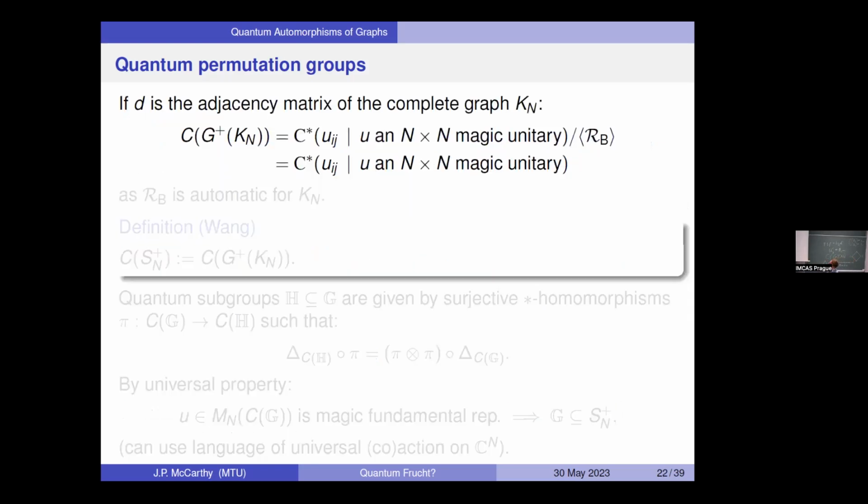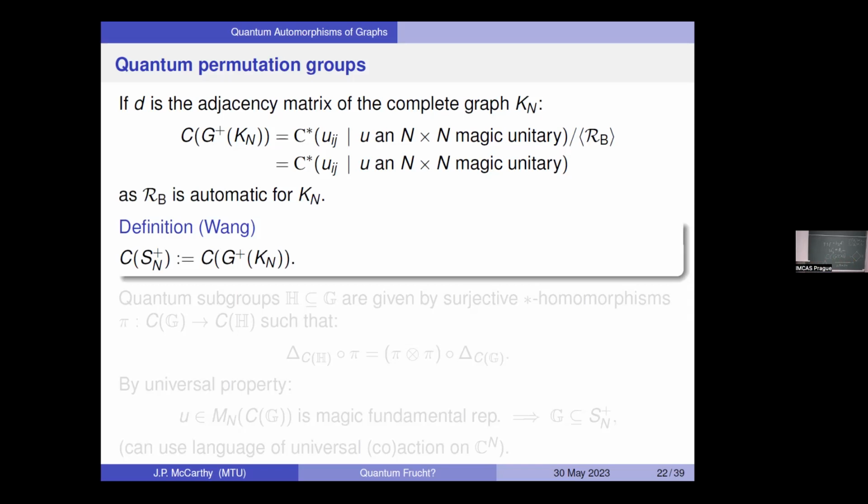Now, we have a kind of universal thing here. If you take the complete graph, Kn, and you do the quantum automorphism of the complete graph, basically what you have is that the magic unitary relation is automatic in that case. This is also ahistorical, because the quantum permutation group turned up around 97 or 98, and this is something from 2007 or something like this. So very ahistoric, but this is due to Wang.